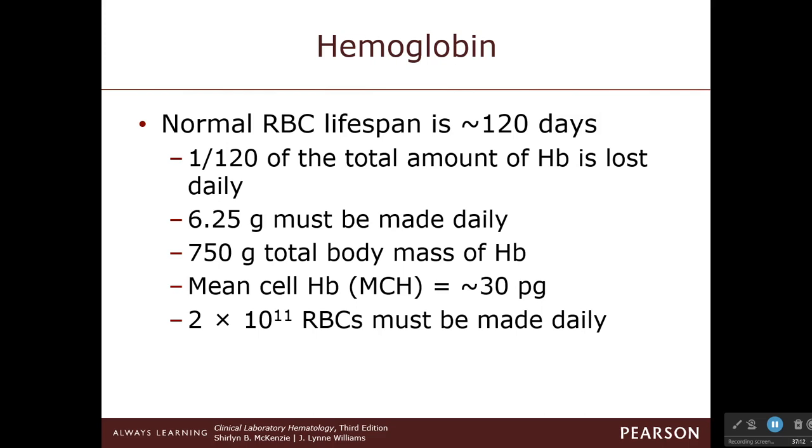Which is 30 picograms for your MCH. And that should make about 100 million... 11? So let's see, 9 is a billion, so 10 would be 10 billion, 11 would be 100 billion. So about 200 billion red cells per day is what we have to make to maintain our balance.